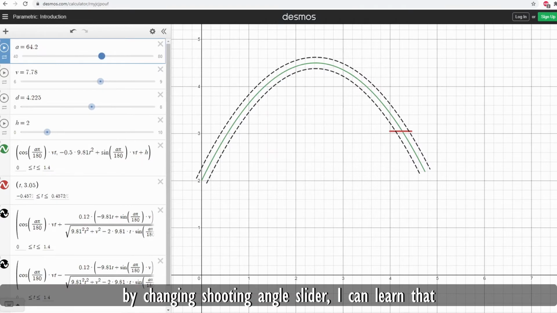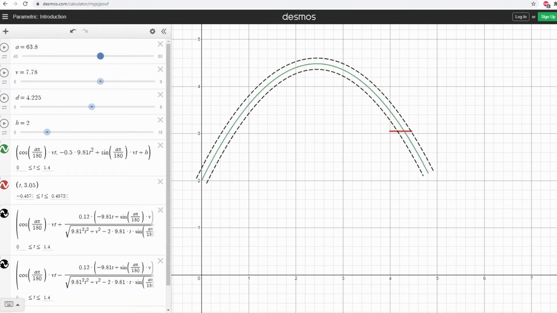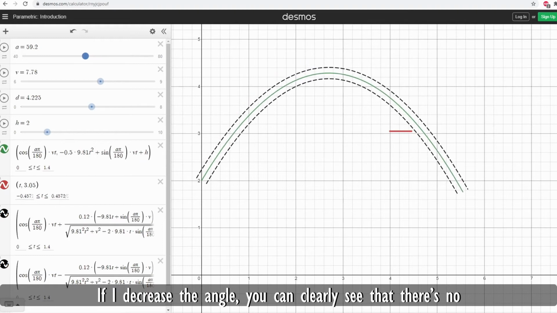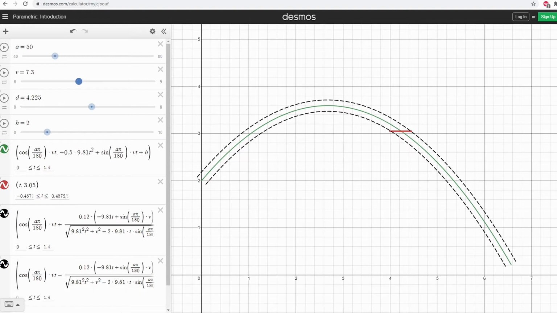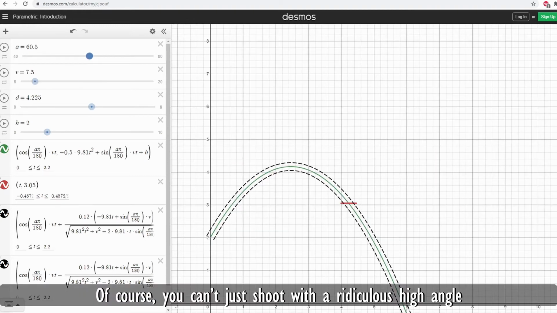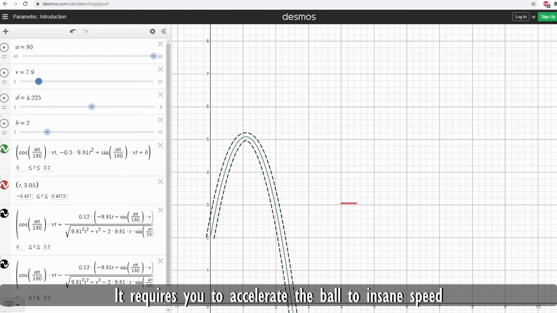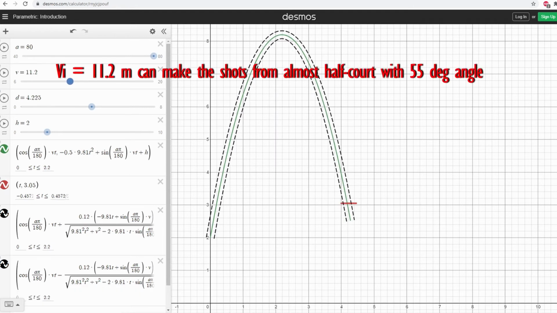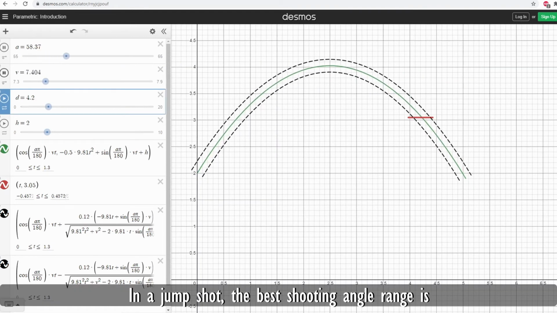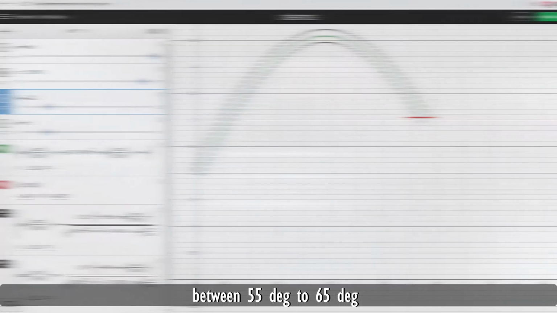By changing the shooting angle slider, I can learn that the higher the shooting angle, the more likely you will make the shots. If I decrease the angle, you can clearly see that there is not much room for the ball to go into the hoop. Of course, you can't just shoot with a ridiculously high angle, like 80 degrees. It requires you to accelerate the ball to insane speed within a short duration. In a jump shot, the best shooting angle range is between 55 degrees and 65 degrees.